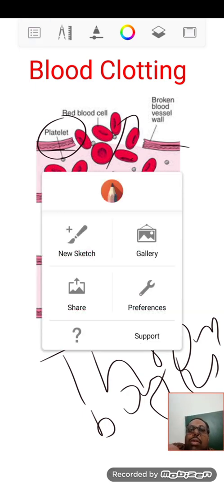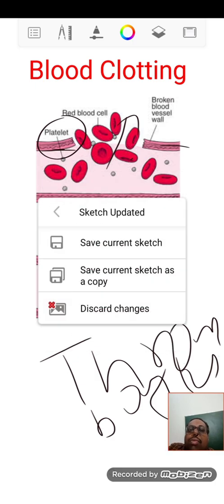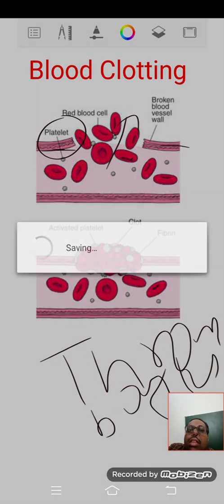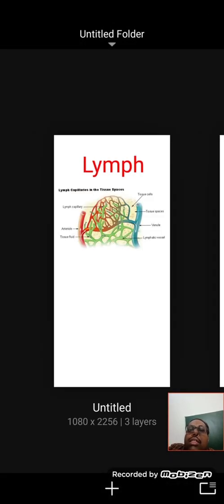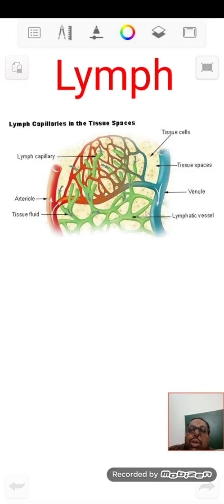There is one more thing which is mentioned in your portion, that is lymph. This is the diagram for the lymph. The term lymph originated from a Latin word which means water. Water means colorless.